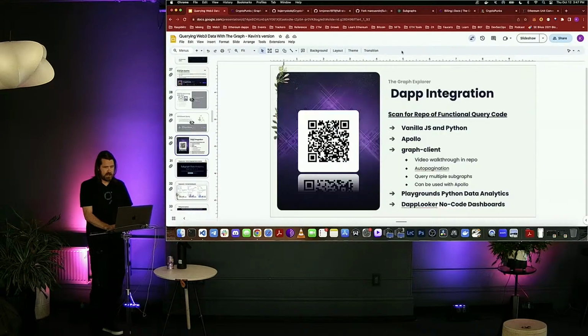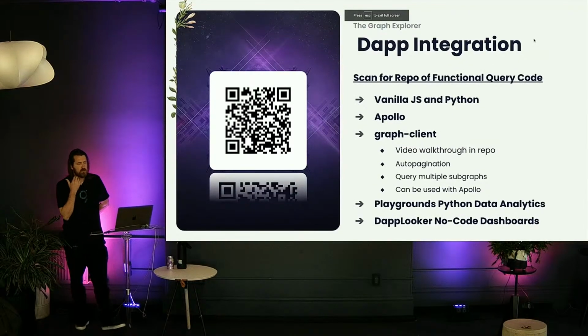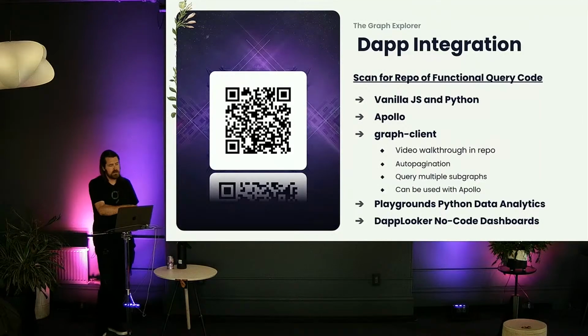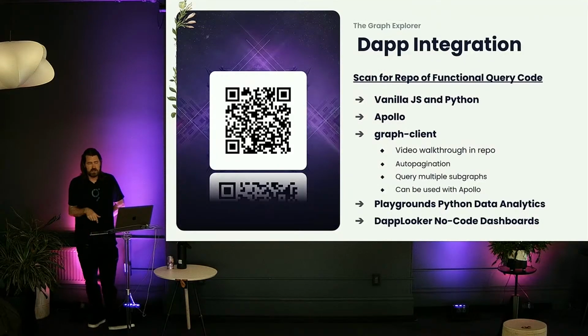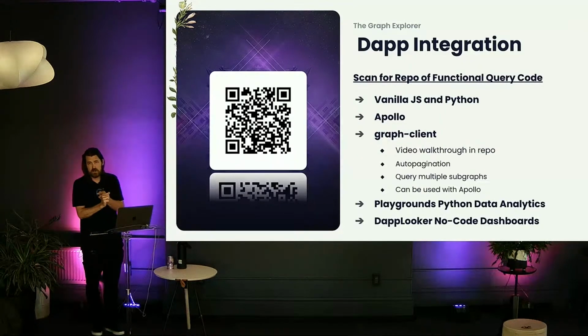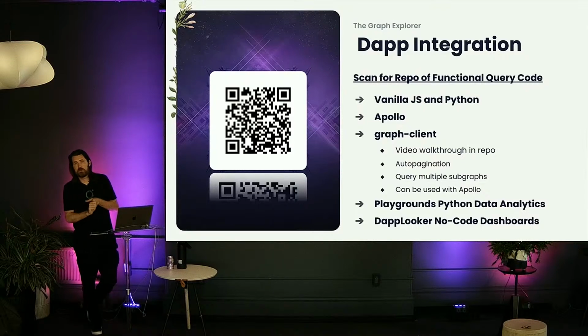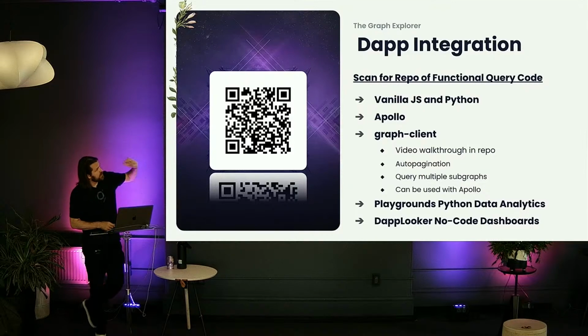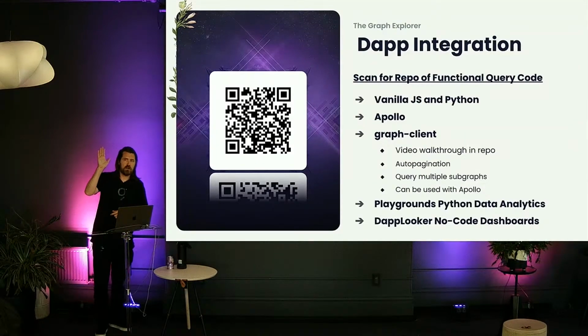If you're building an application, there are lots of different ways you can display the data. This particular repo was created by Marcus, who is a DevRel engineer also working for Edge and Node. It has examples on how to do vanilla JavaScript display of the data, Python if you want to use Python to display your results, Apollo, or Graph Client. Who here has heard of Graph Client?